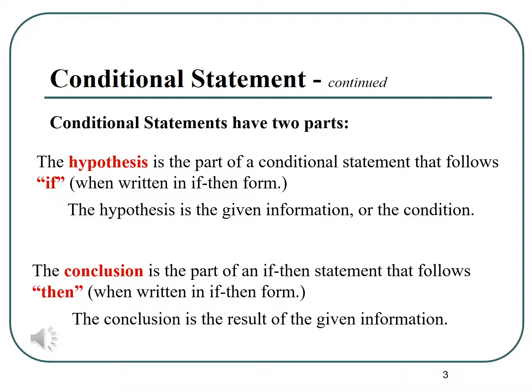Conditional statements have two critical parts, the if part and the then part. The if part is called your hypothesis. It follows whatever the if is. So the hypothesis is the given information, or what we call the condition. The then part, what follows the then, is called your conclusion. The conclusion is the result of the given information.